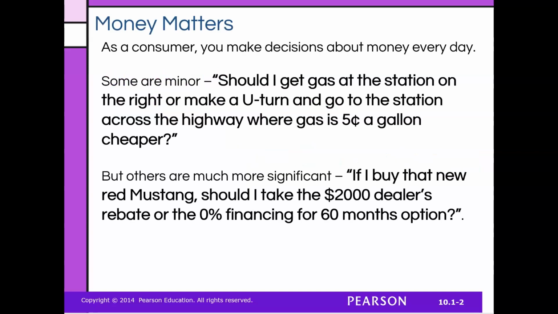So as a consumer, you make decisions about money every single day. Minor ones, should I get gas at this station where it's 5 cents cheaper? Or other more significant ones. If I buy that brand new red Mustang, should I take the dealer rebate or should I take 0% financing? So this section is going to hopefully answer those questions, as well as the sections to come in this entire module.